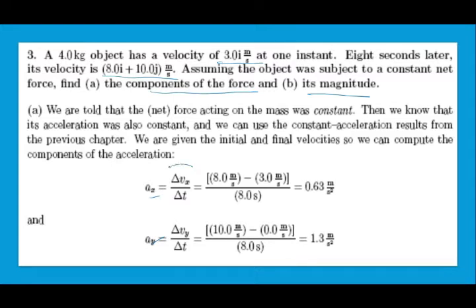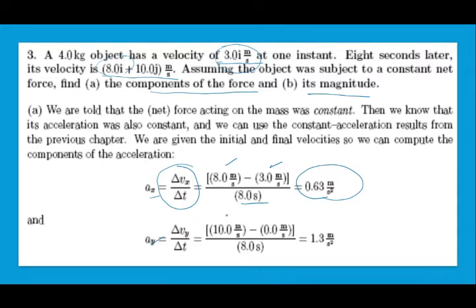So, acceleration is change in velocity with respect to time. The velocity is 8 meters per second, from the first at 1 instant. So, combine all the x components. What is the x component here? This is the x component of the first velocity, and this is the x component of the second velocity. So, this is Vf minus Vi over the time, which is 8 seconds. So, you will arrive at the acceleration with respect to the x-axis, which is 0.63 meters per second squared.